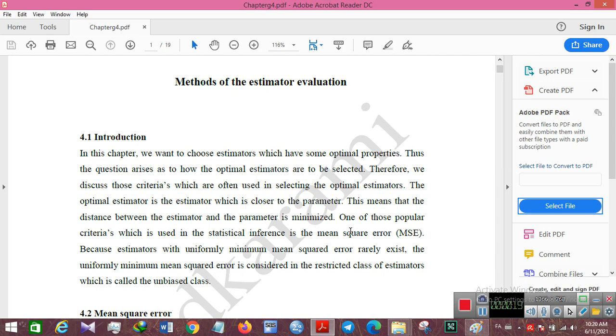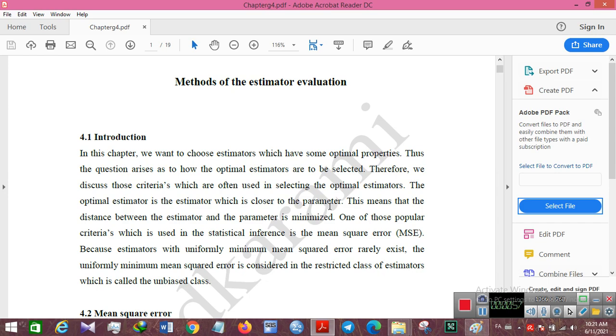Evaluation of the estimators. In the section before, we talked about obtained estimators, but the question is which estimator is optimal. First, we should define some property of the optimal estimators. The optimal estimator is the estimator which is closer to the parameters. This means the distance between estimator and parameters is minimum.